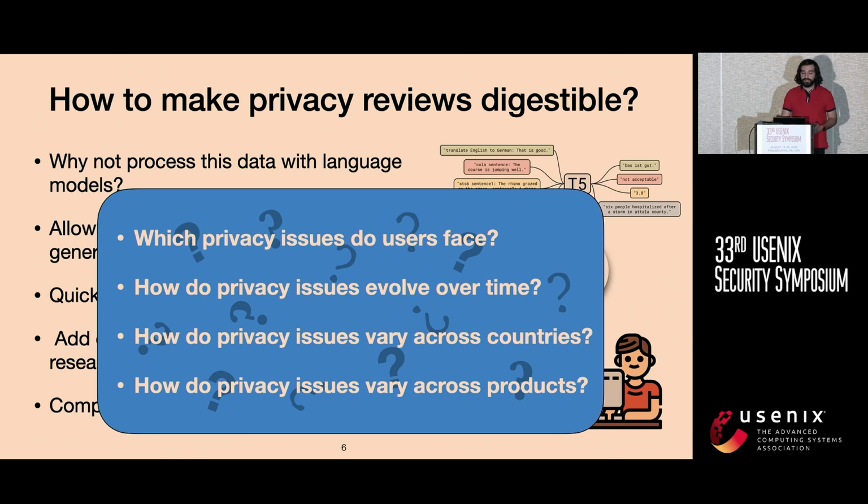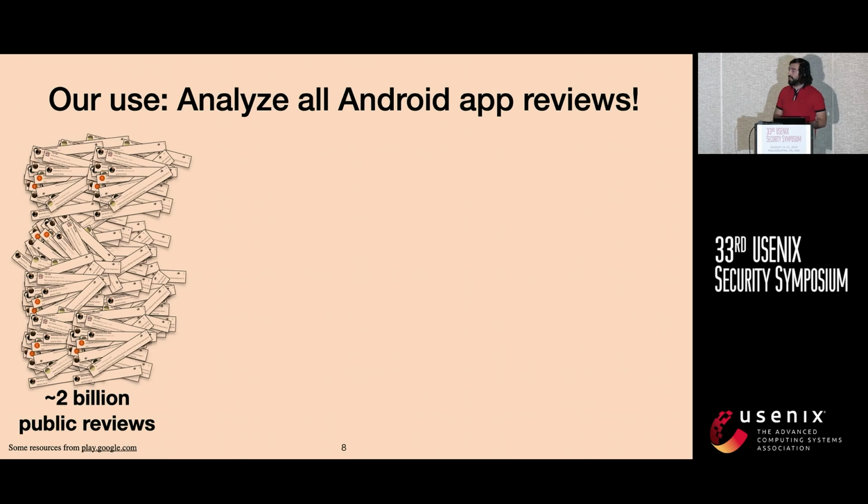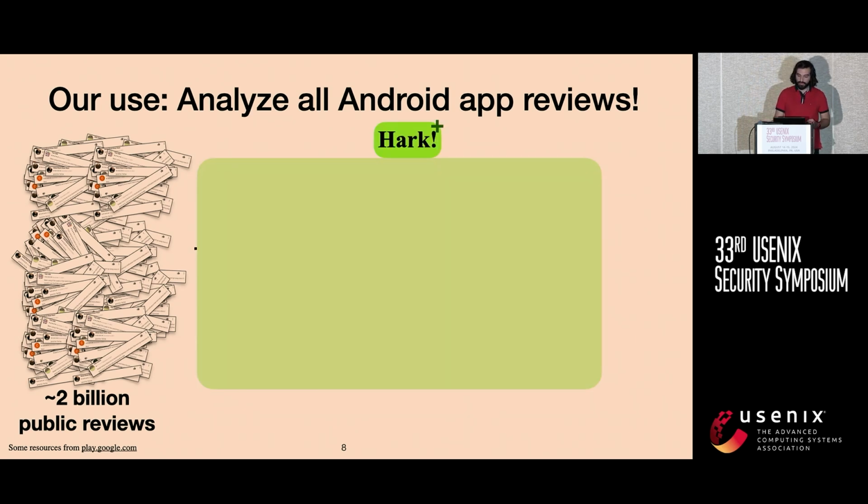How do we go about doing this? Well, we base our methodology off of this paper called A Deep Learning System for Navigating Privacy Feedback at Scale. It's by my co-authors, but we don't use it directly. We modify it. There's multiple models in this system, and we improve those models. Details are in the paper. The way it works in practice is we take 2 billion public reviews from the Google Play. This is nearly every single review that's been written on the Google Play in the last 10 years, excluding small apps. We feed this into Hark, and the details work as follows.